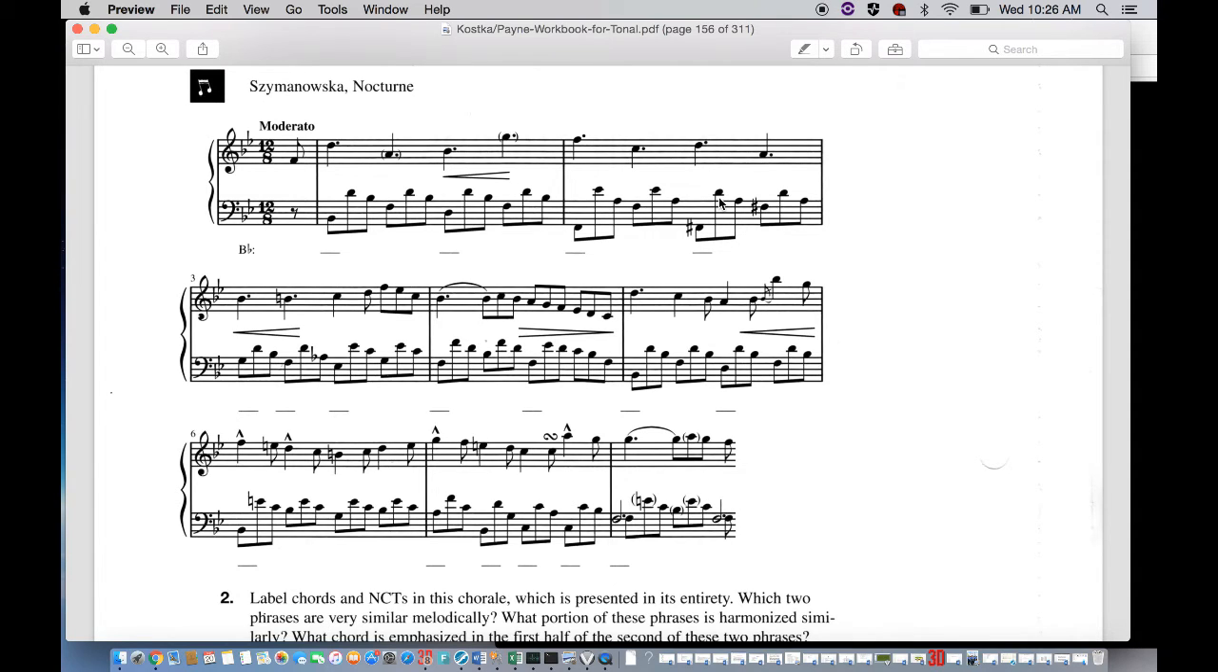So I say this root, which is D, is 5 of what note? G. G is what in the key of B flat, which is 6. So I would expect this D, F sharp, A to resolve to some kind of G, which it does. G, B flat, D, which is 6 in the key of B flat.